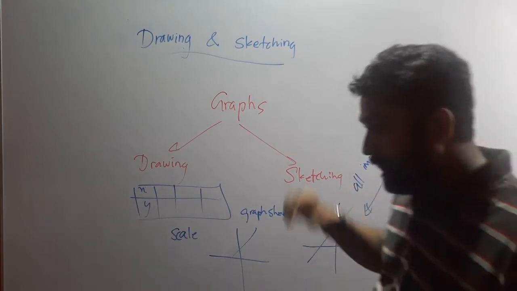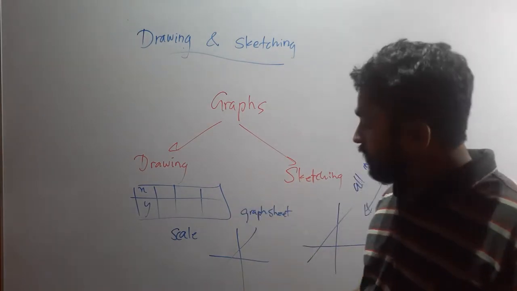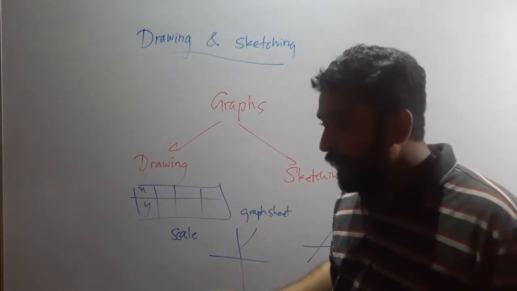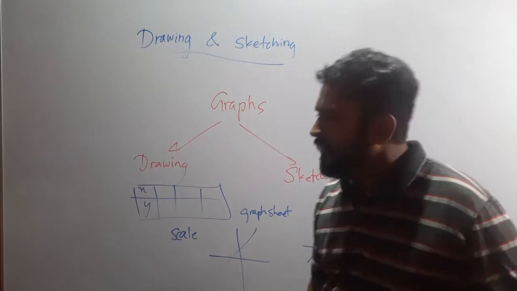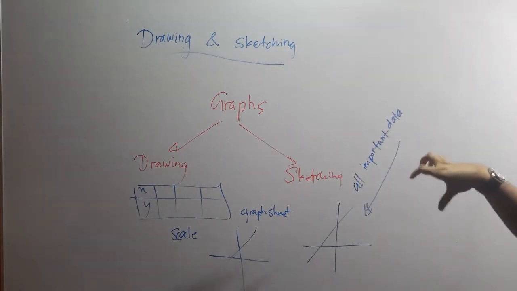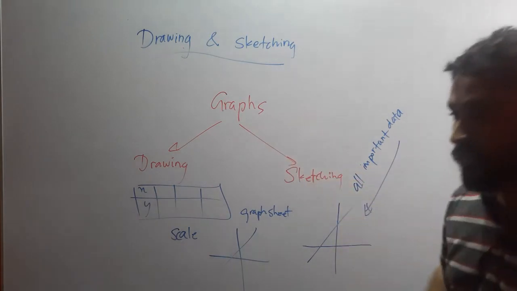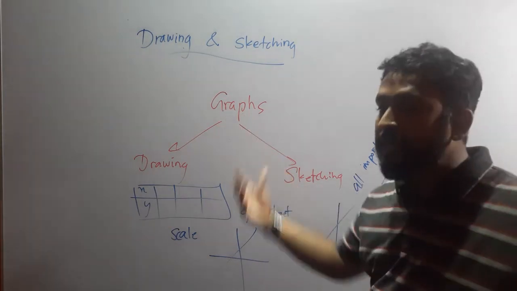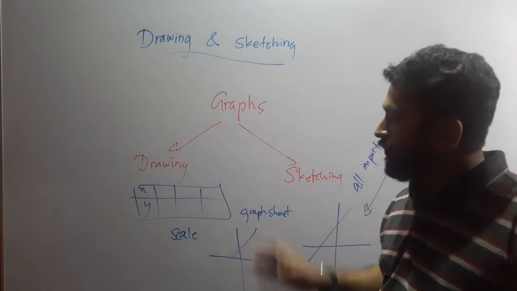But in a drawing, yes, there is also the important data, but for a drawing, we need the table, we need a scale, we need the graph sheet and everything. But here it is not. We are only extracting the important data out of the graph, out of the function. Then we make the diagram. Then we make this a sketch, and that is sketching. Got it?